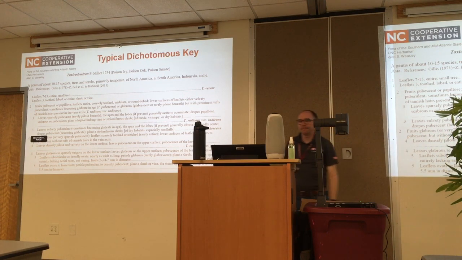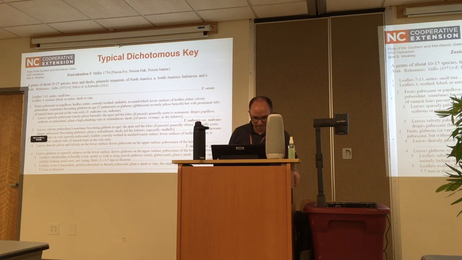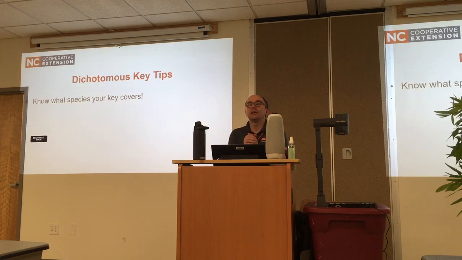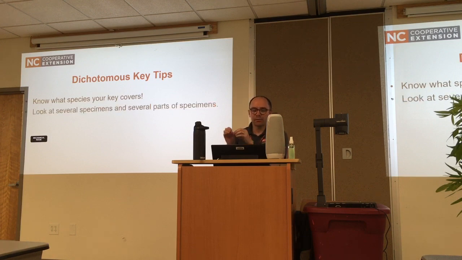Again, he's a splitter. So when you're using a dichotomous key, know what species your key covers. You could take this sample of a tree and key it out using the flora of South Africa, and you will get an answer. It won't be the right one, but it'll be an answer. So understand what region your key is covering, and it's important to look at several specimens ideally and several parts of those specimens. So don't look at a single leaf from a single tree and make assumptions. There's going to be, as Ashley alluded to, a lot of variability naturally in these groups.